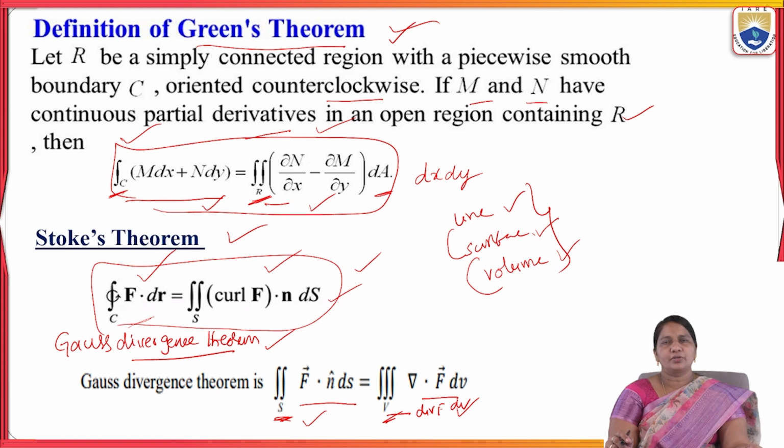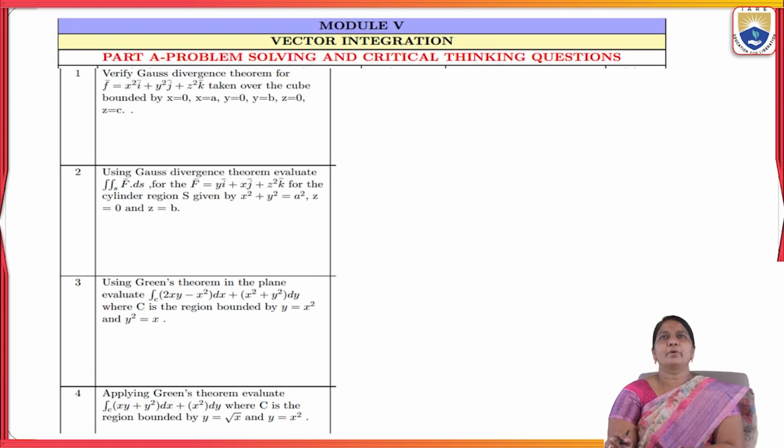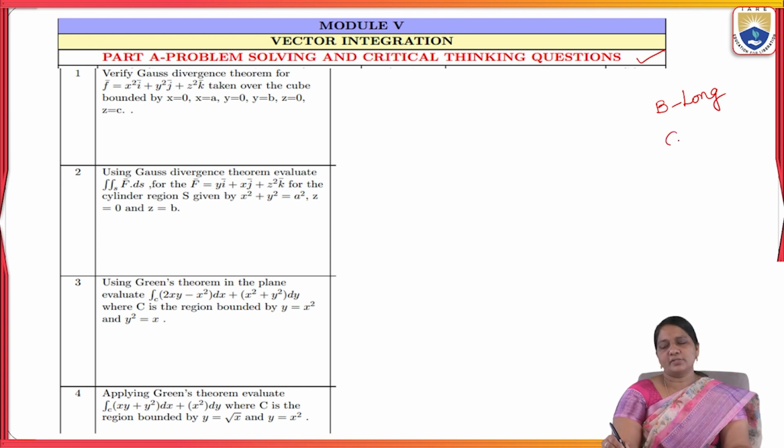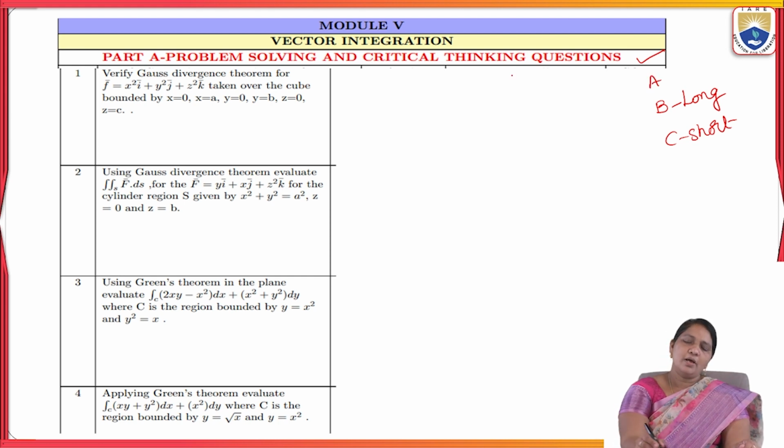vector integration. So we are moving to question bank questions here. In the question bank, we have three parts. In part A, we have problem solving and critical thinking questions. In part B, we have the long answer type questions. In part C, we have the short answer type questions. So first we are going to discuss part A, that is problem solving and critical thinking questions.